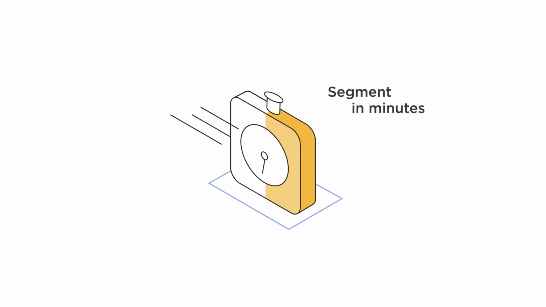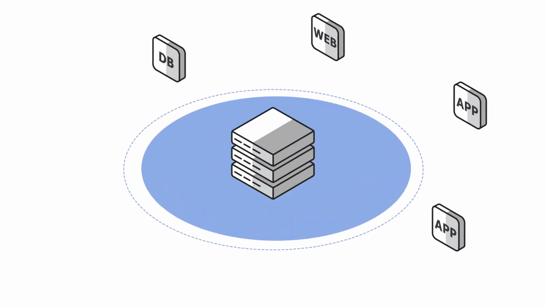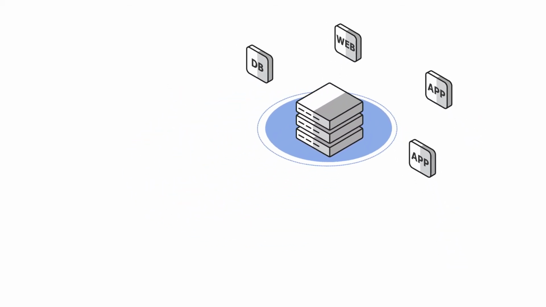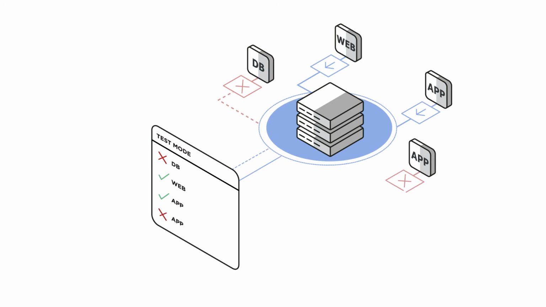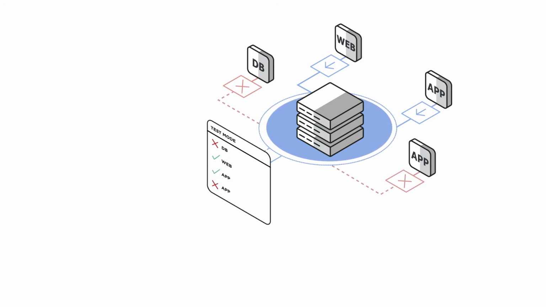And you can segment in minutes without worrying about rule order. Automated security enforcement lets you protect anything with ease. You can even test enforcement against live traffic to reduce risk before publishing into production.